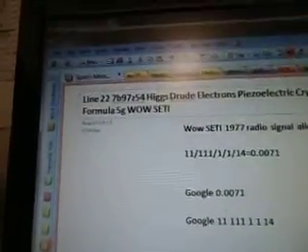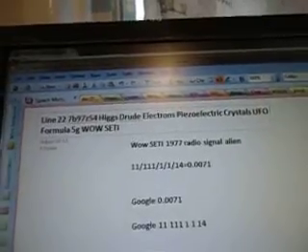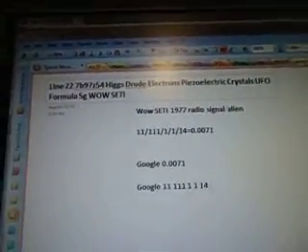Line 22, 7b97z54, Higgs Drude Electrons, Piezoelectric Crystals, UFO Formula, 5G Wow Seti. There's the alien radio signal.